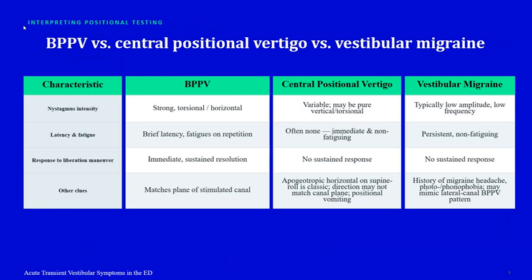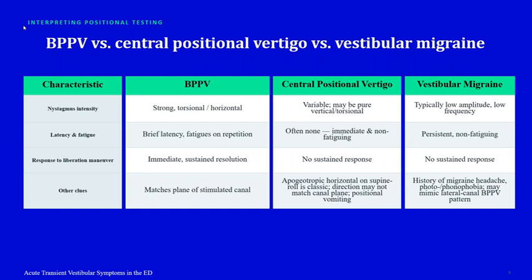In central positional vertigo, apogeotropic horizontal positional nystagmus is often observed during the supine roll test, but here there is a rider: this nystagmus does not respond to maneuvers like Zuma, which are carried out for the cupulolysis of the horizontal semicircular canal. The direction may not match the canal plane, and positional vomiting is often present in central positional vertigo.